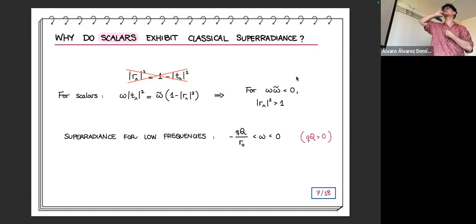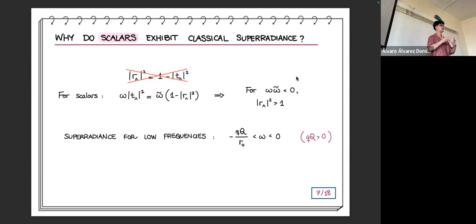Okay, so basically what that says is that we have classical superradiance for scalar fields, but in a very small range of frequencies, between minus qQ divided by r plus and 0. Okay, this is just for positive qQ, but for the other one it would be just the positive side. It's just for illustration. So the point is that in a very small interval of frequencies, we have excited modes, superradiant modes, that provide more reflected radiation than the incident radiation. Okay, that's for scalar fields.